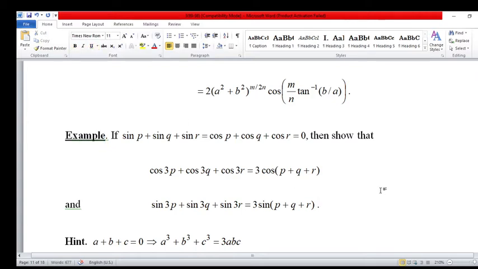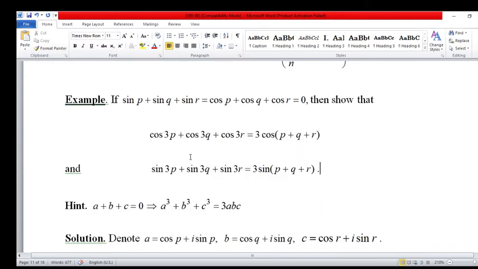So here sin p plus sin q plus sin r is equal to cos p plus cos q plus cos r is equal to 0. This condition is given, then show two conditions. The first condition is cos 3p plus cos 3q plus cos 3r is equal to 3 cos (p plus q plus r), and the second is sin 3p plus sin 3q plus sin 3r is equal to 3 sin (p plus q plus r). So these two conditions, given this condition, we have to prove or show these two conditions.